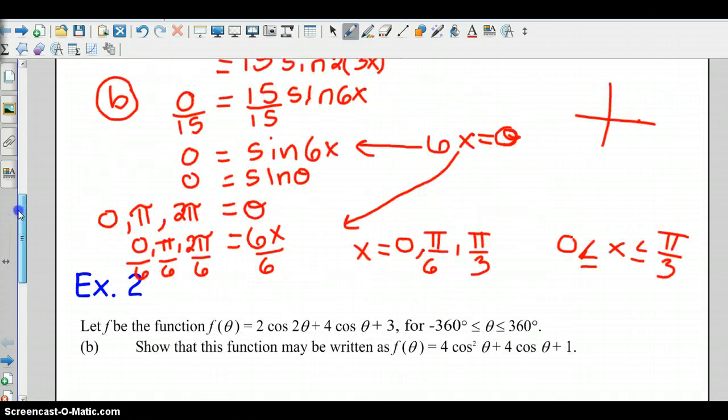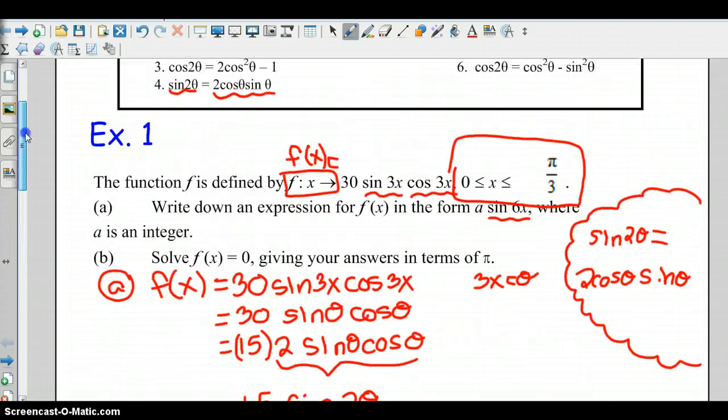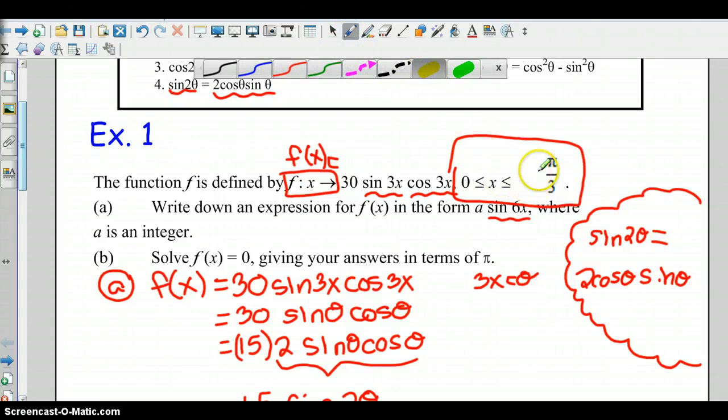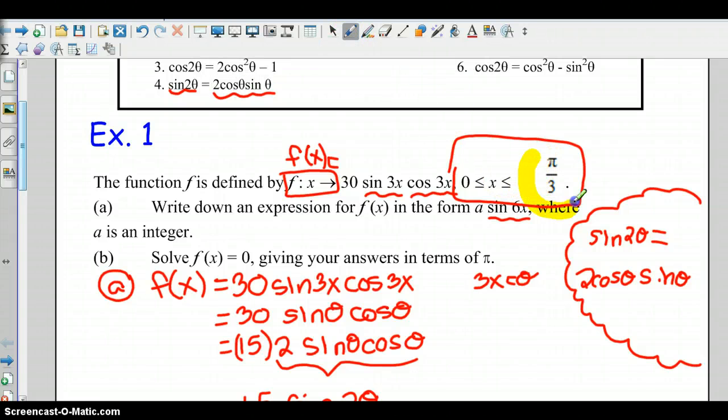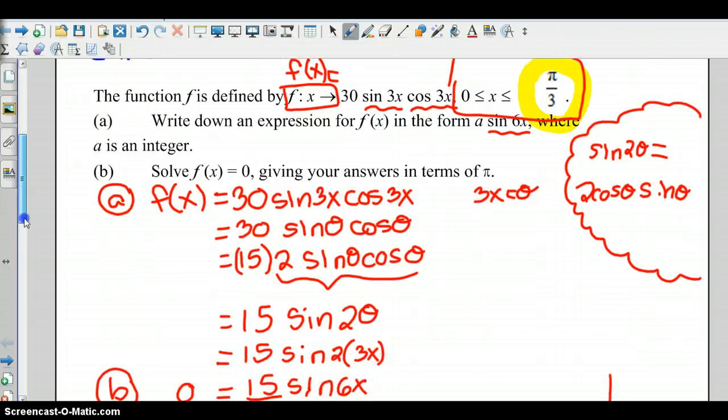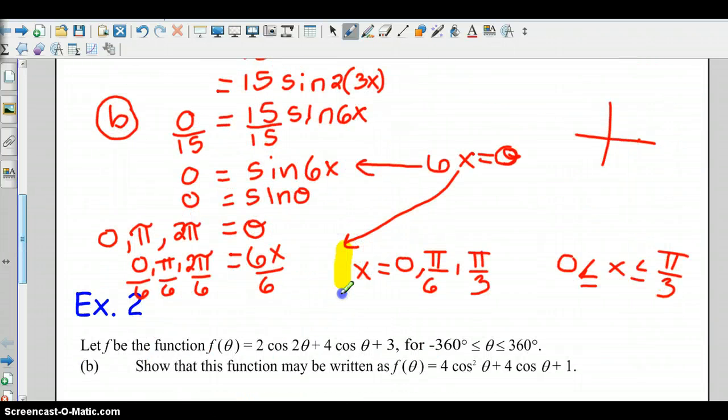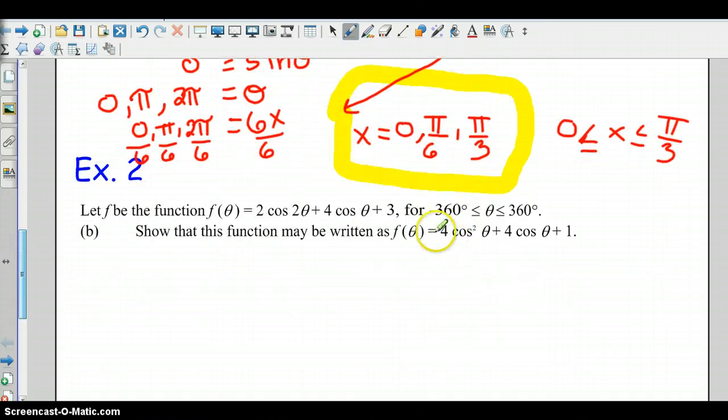A hint from IB. When the question is given to you in radians, so I'm going to highlight that here, you want to make sure that your answer is also in radians. So we were given our problem in radians. So I wanted to make sure that my answer was also in radians. Okay? In this problem down here, my question is given to me in degrees. So we are going to try to leave our answer in degrees throughout this problem.